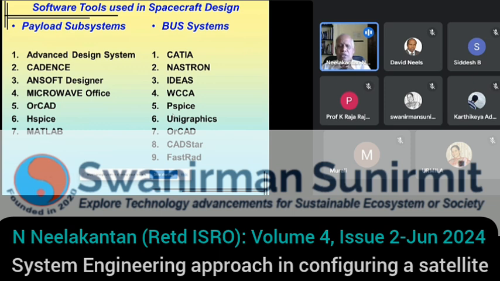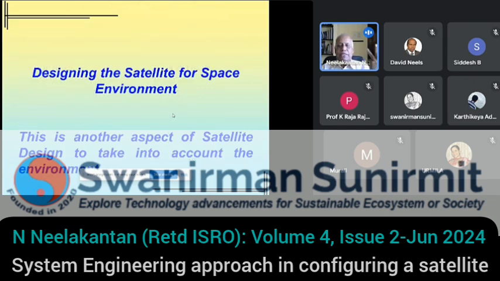Not all of these things are done by human intervention; some of them are, by human manual evaluation. Most of them are done through software tools like Cadence, Ansoft, Microwave Office, MATLAB, CATIA, NASTRAN, I-DEAS, Unigraphics, CAD, Fast Track. So many software modules are available for carrying out different works of this spacecraft configuration design.